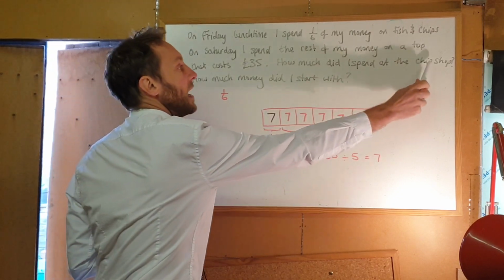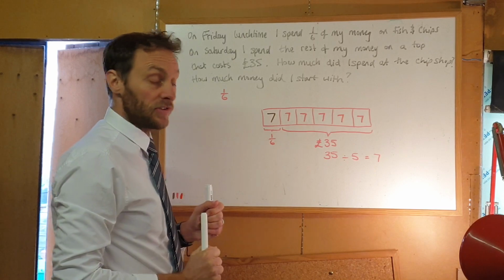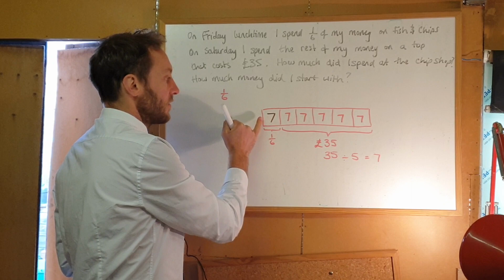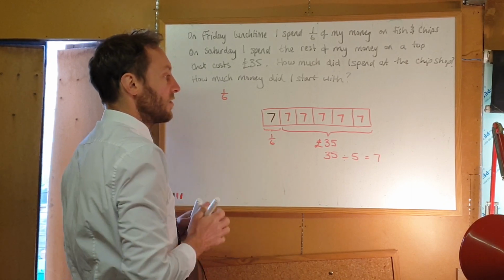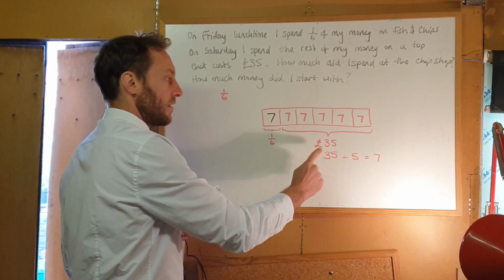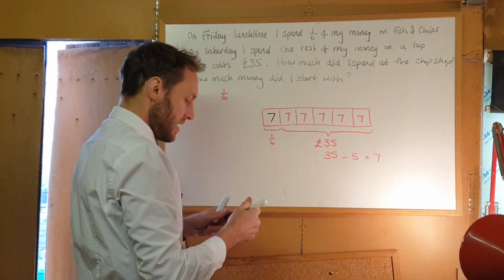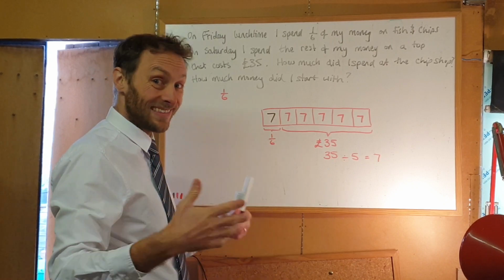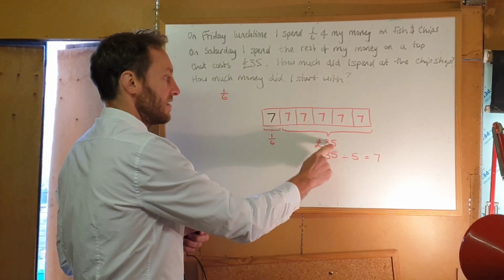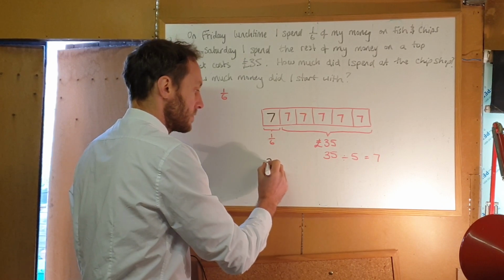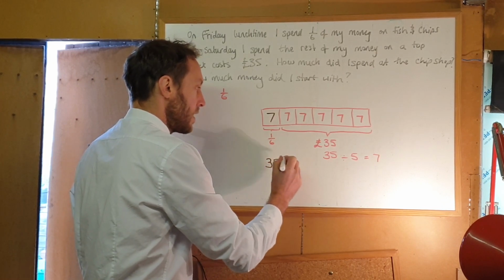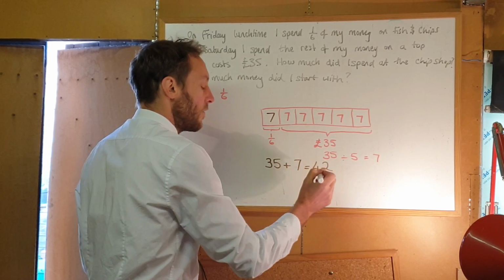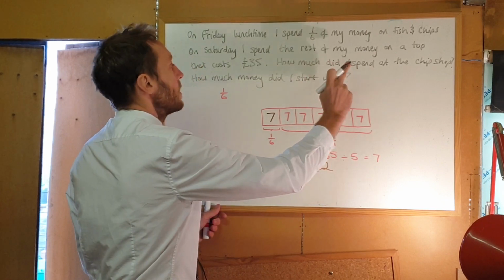How much did I spend at the chip shop? £7. Fish and chips were excellent. Lots of vinegar. So I spent £7, which is my 1/6, and I've spent my 35. So if I work out how much all of my money is, I'm working out how much 6/6 of my money is. So I know that it's 35 plus this 7, which equals 42.